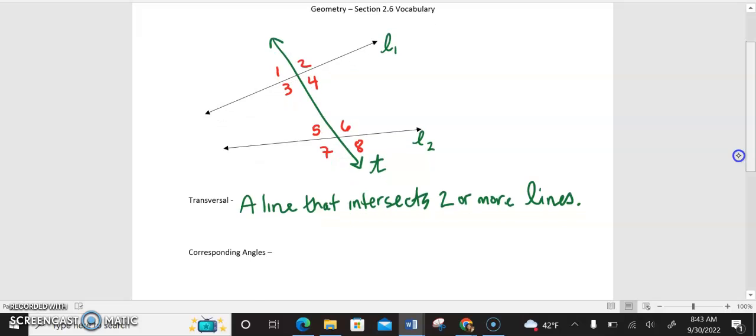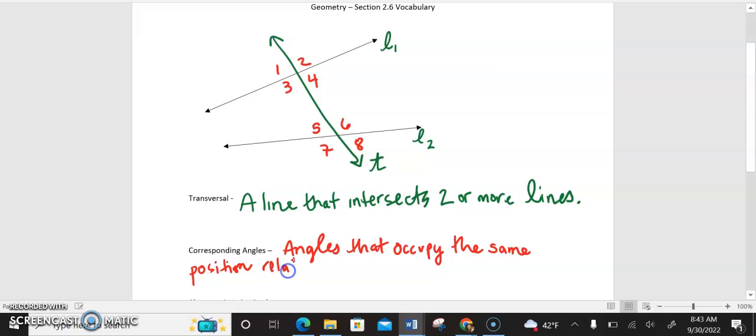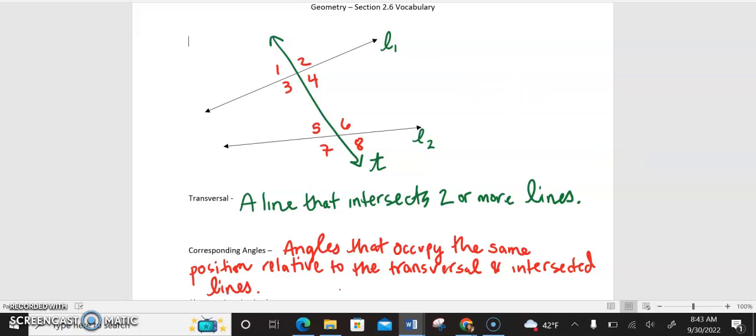So the first set is corresponding angles. Corresponding angles are angles that occupy the same position relative to the transversal and intersected lines. In this picture, we have 4 sets of corresponding angles.